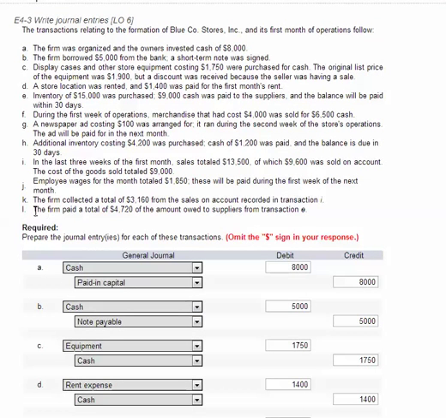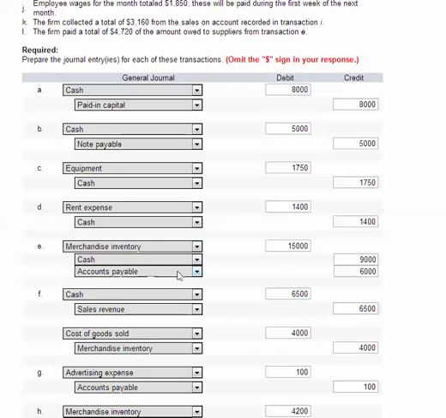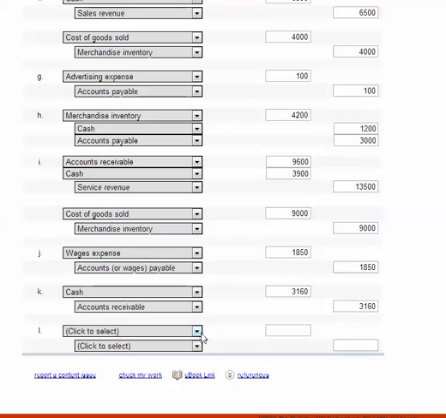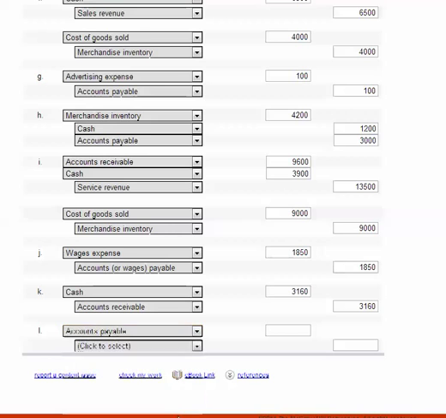All right, how about last one? L. The firm paid a total of $47.20 of the amount owed to suppliers from transaction E up here. So let's go down and see, what did we do? Oh, okay, we purchased merchandise. Part of it was on account. So now we're going to pay $47.20 of that. So we had credited accounts payable. So we need to debit now accounts payable to reduce that liability. And unfortunately, cash will go down for that payment, so we have to credit cash $47.20.